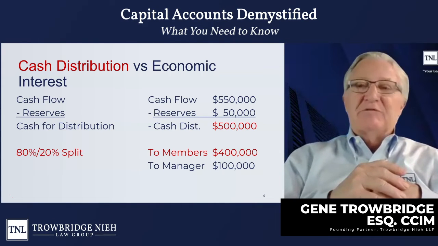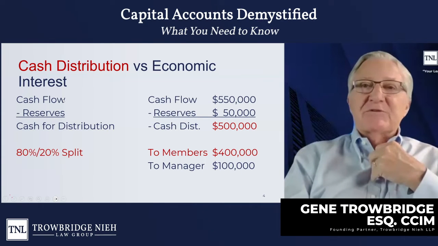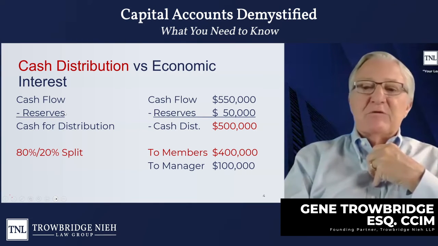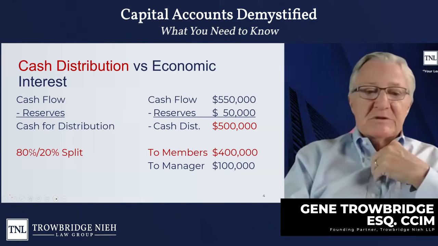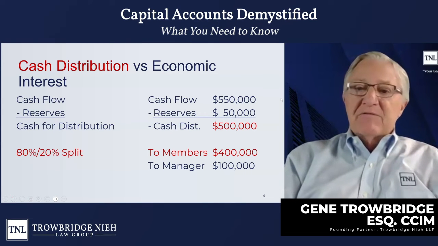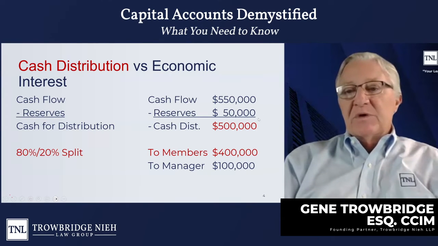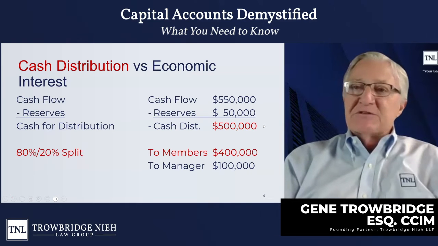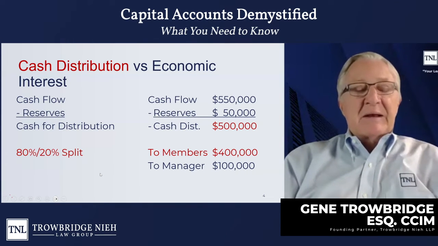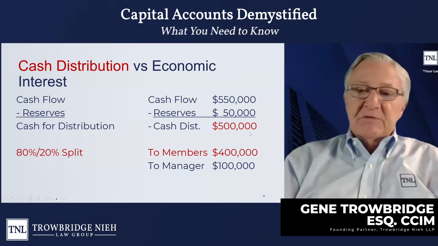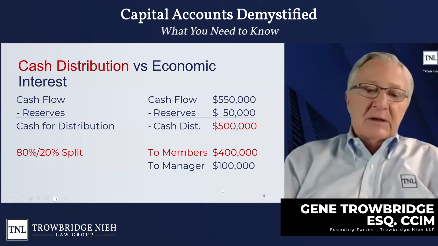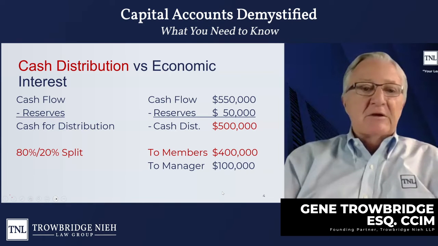In the discussion of cash available for distribution on the left-hand side, we would look at the cash flow that the property produces. We would set aside something for reserves, and what's left is cash for distribution. In this example, it's an 80-20 split. 80% of the cash goes to the members and 20% goes to the manager. We have, in this example, a $550,000 cash flow from the whole project. We withhold $50,000 for reserves. Now we have $500,000 that's available to distribute, and at an 80-20 split, the members get $400,000 and the manager gets $100,000. So the available cash gets split according to the percentage ownership based on economic interest.